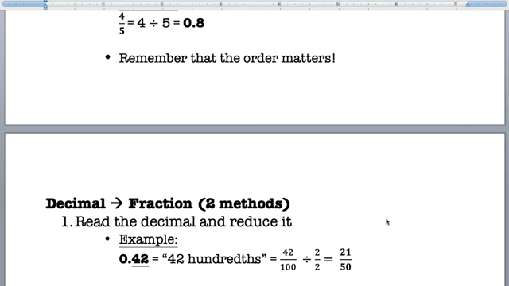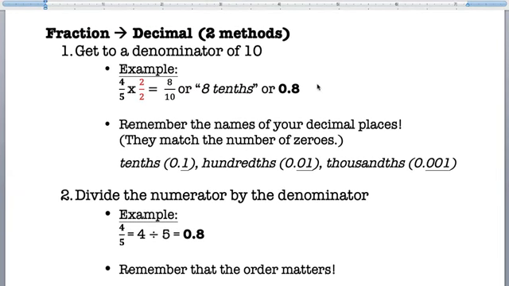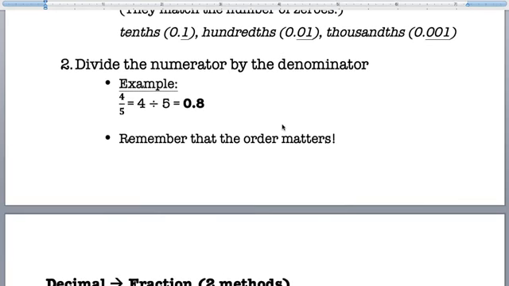Now moving on to how to change a decimal into a fraction. There are also two different methods here. The first method is you simply read the decimal because remember it's the reverse of this method up here. So you're going backwards. If you have 0.8, then you're going to read it as 8/10, and then that's going to help you set up the fraction. And then instead of multiplying top and bottom by the same number, you're going to divide to get it back to its original form and reduce it.